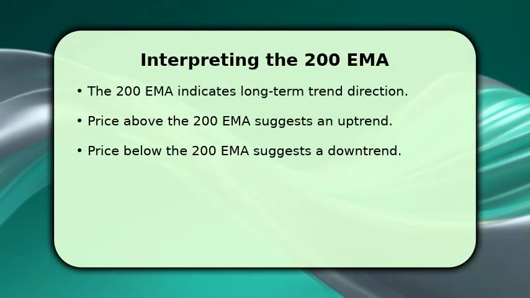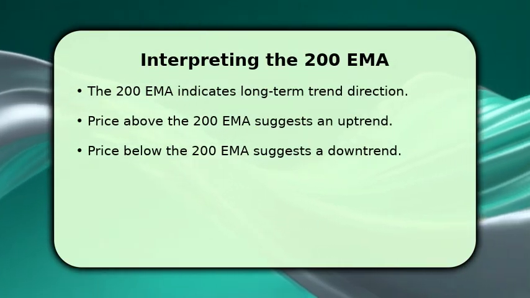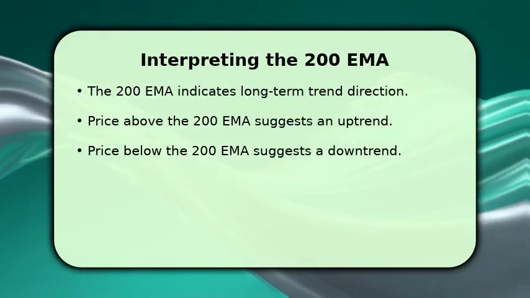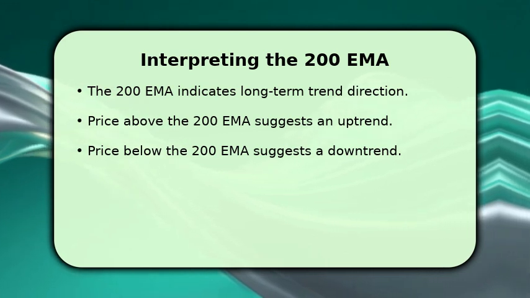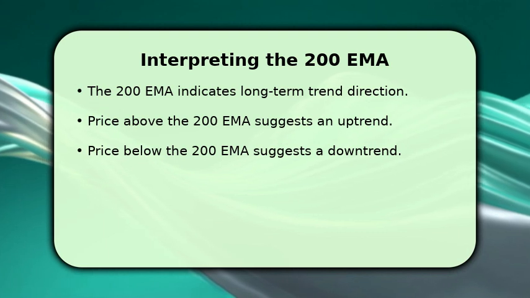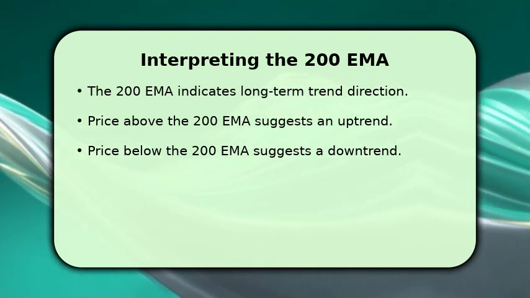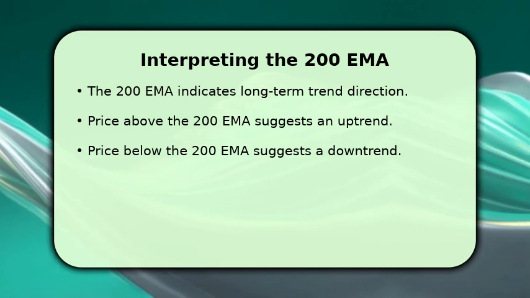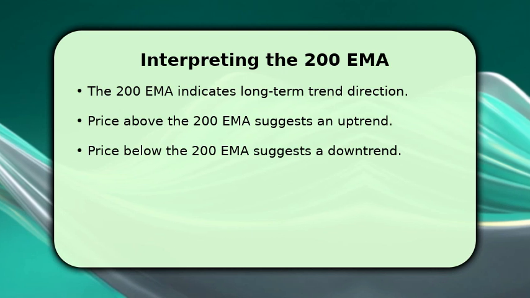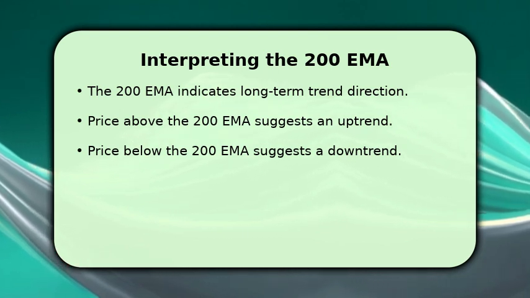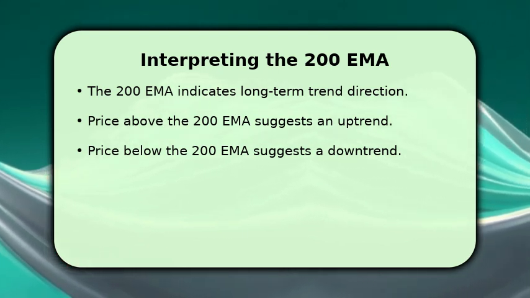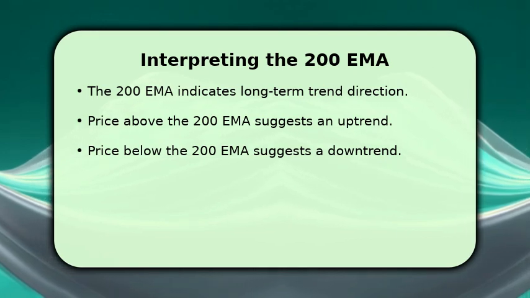The 200 EMA is a powerful tool for understanding the overall market trend. When the price of an asset consistently stays above the 200 EMA, it generally signals a strong long-term uptrend. Conversely, if the price remains below the 200 EMA, it often indicates a prevailing downtrend. This helps traders gauge the market's sentiment.